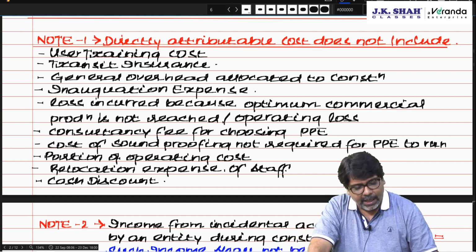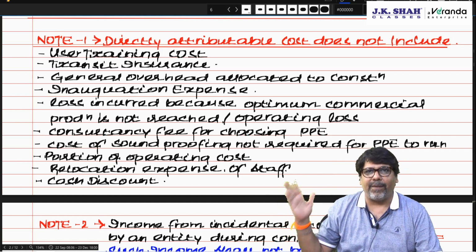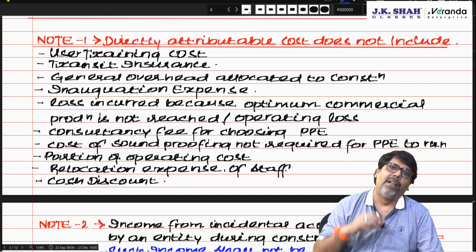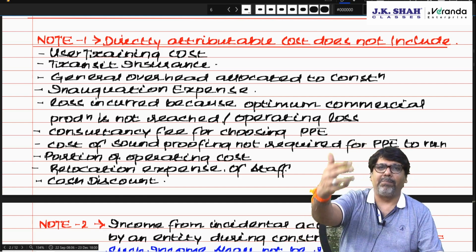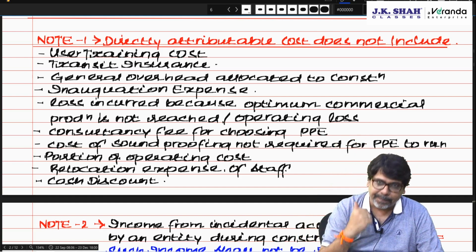Correct? Transit insurance: insurance incurred for bringing the asset from one place to another place. I'm presently located in Bangalore. Now the asset is in Bombay. I purchased the asset from Bombay, and the asset is coming to Bangalore.